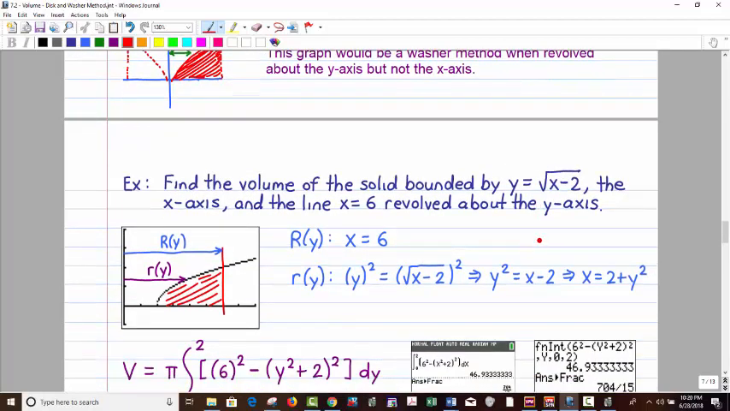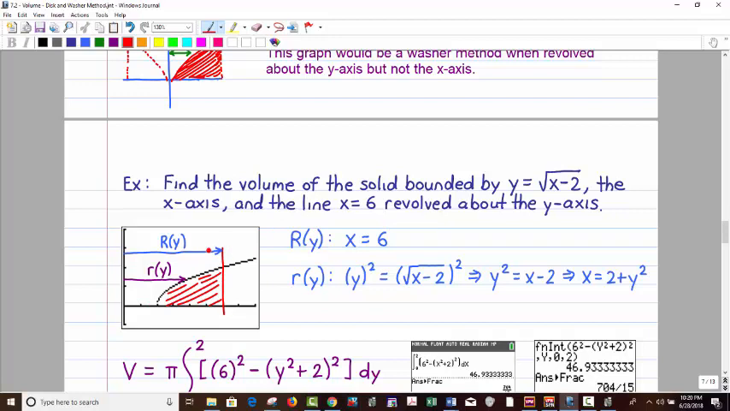All right, let's take a look at this one. Find the volume of the solid bounded by y equals the square root of x minus 2, the x-axis, and the line x equals 6, and we're revolving it around the y-axis. Okay, so it's going around the y-axis.